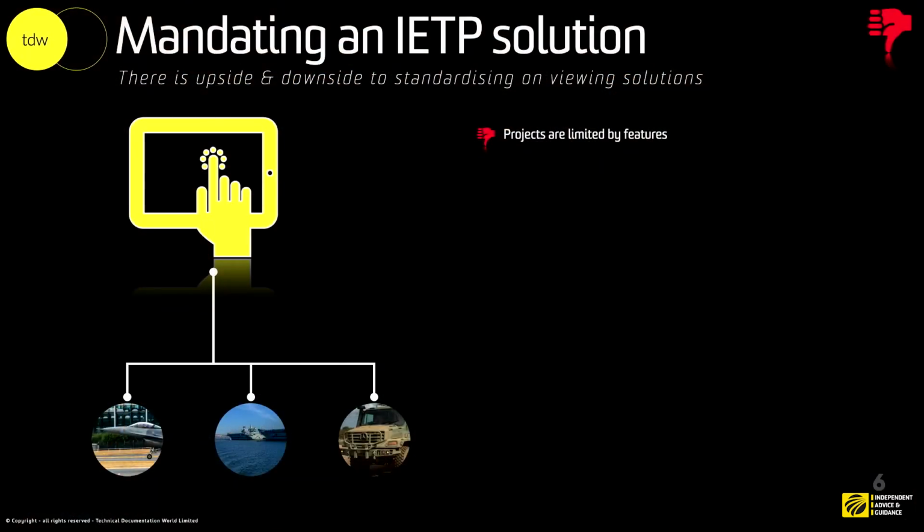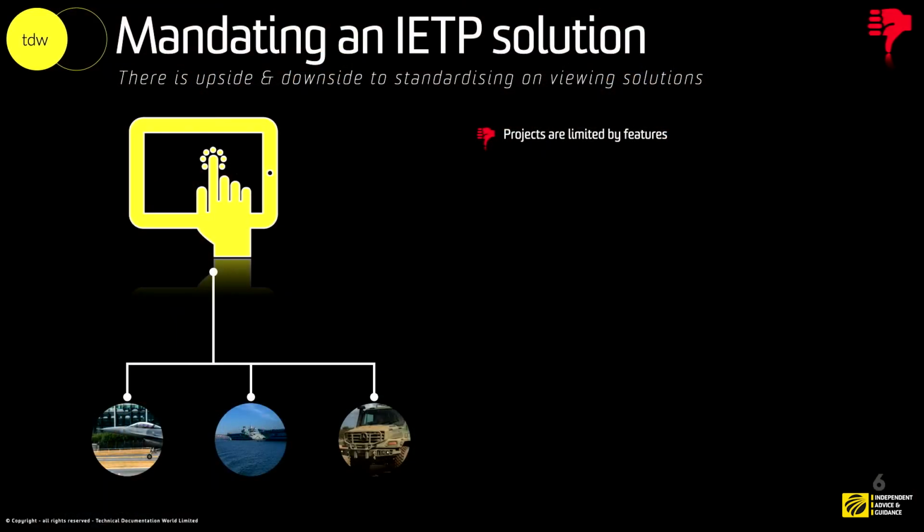Often when I go into an organization where they're looking at IETP solutions, they've always got an eye on another project that's already done something. So it might be that they adopt the viewer that exists on another product or another platform, and therefore they're going to adopt those features and functionalities, and that might mean that we have to limit ourselves in terms of the features and functionalities that we want to use for our project.